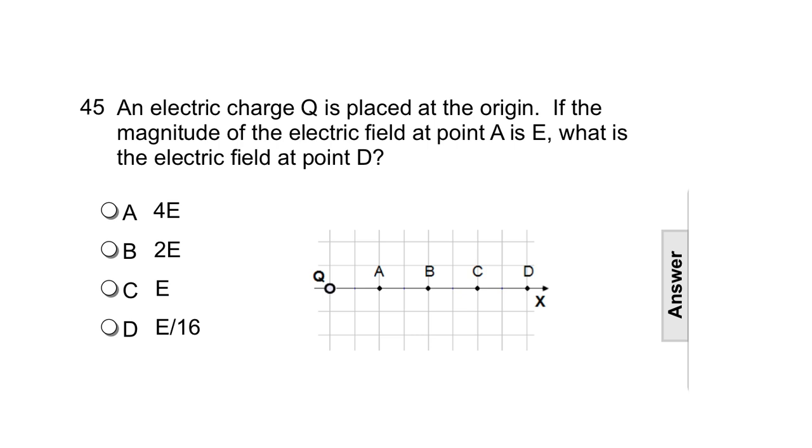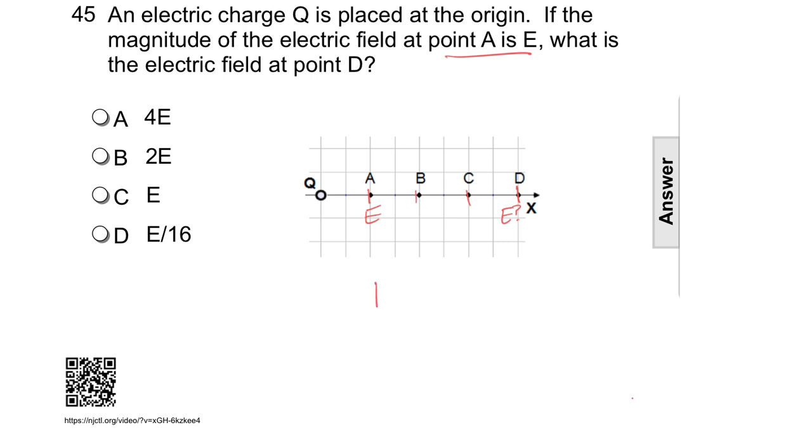Okay, at point A, the field is E. What is the electric field at point D? So what's E at D? Well, it's 1, 2, 3, 4 times further at D compared to location A. So the distance at D equals 4 times the distance at A, right?